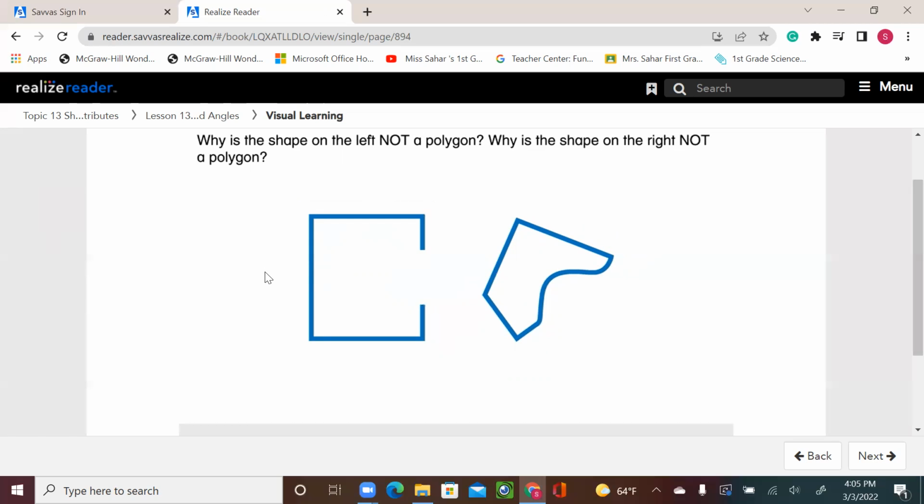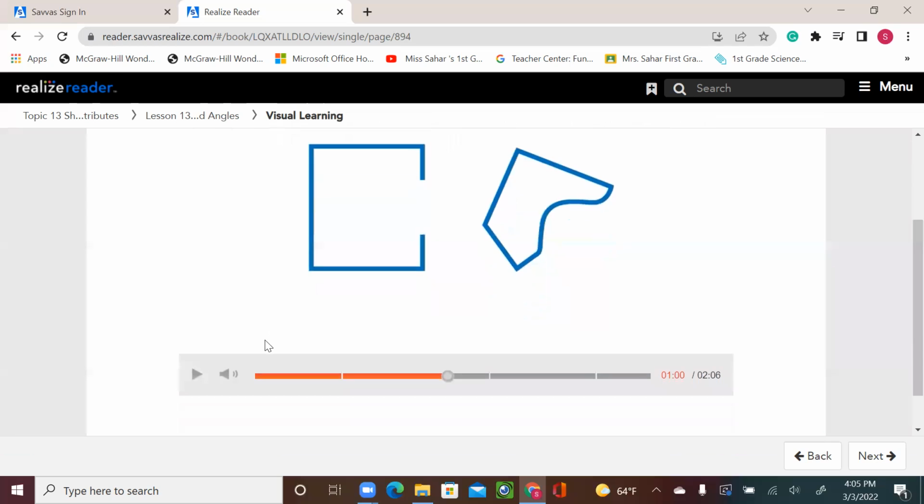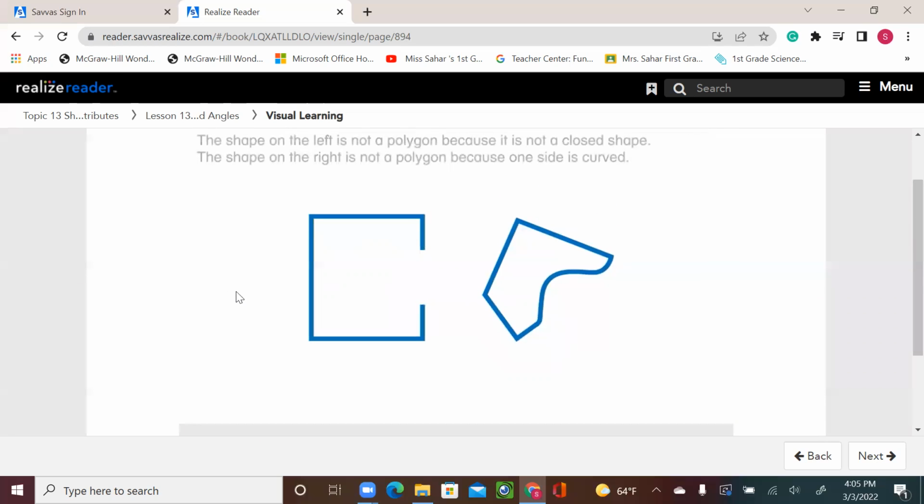So, quickly, now we know a polygon is a closed plane shape with 3 or more sides. If I look at this one, it's not closed. And if I look at this shape, it's not straight. The sides are not straight, they're curved. So these two shapes are not polygons. The shape on the left is not a polygon because it is not a closed shape. The shape on the right is not a polygon because one side is curved.